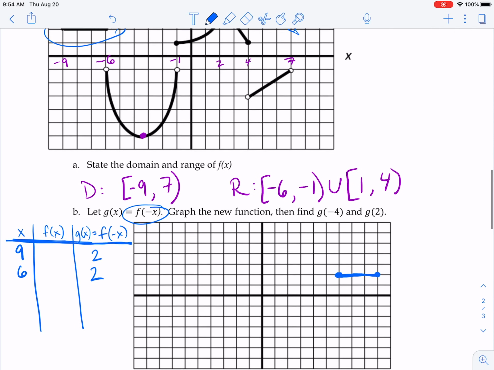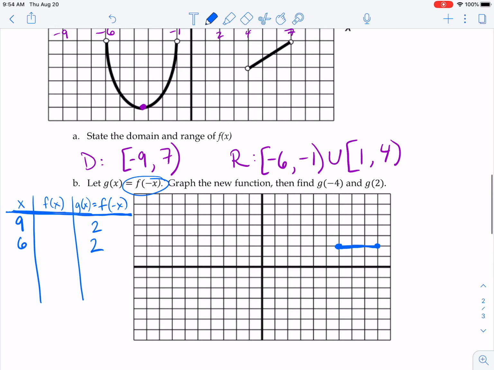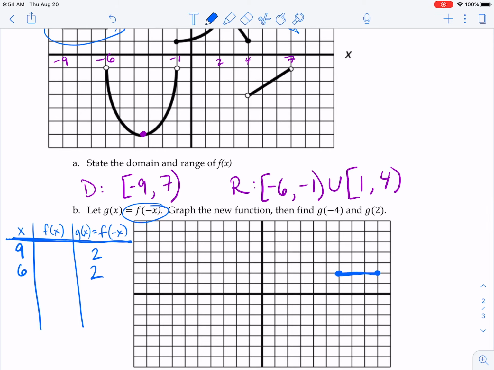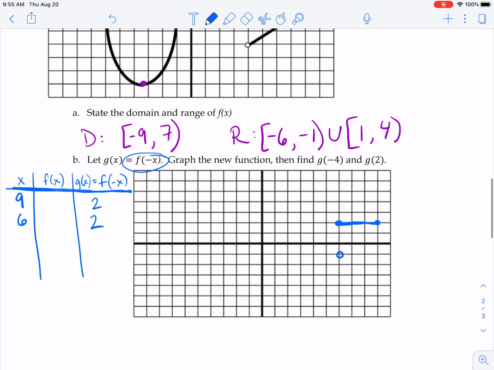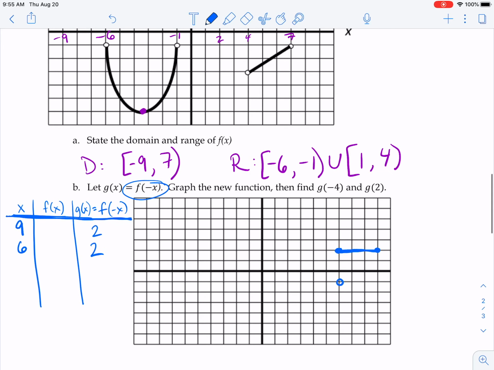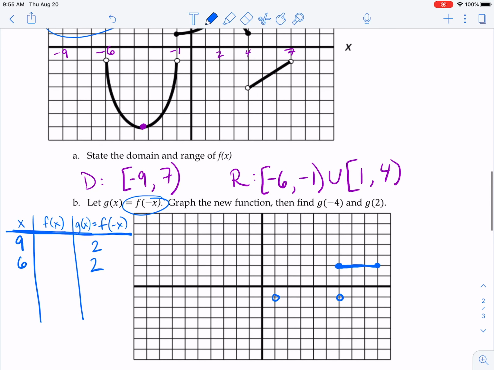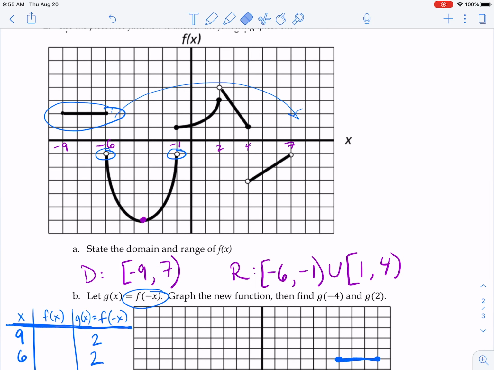So then the next thing I have is at 6, I'm also going to have an open circle at positive 6, I'm going to have an open circle at -1. And then at positive 1, I'm going to have an open circle. So I'm taking this value here and reflecting that one, and then I reflected that one. Okay, so that's kind of what I was looking at.